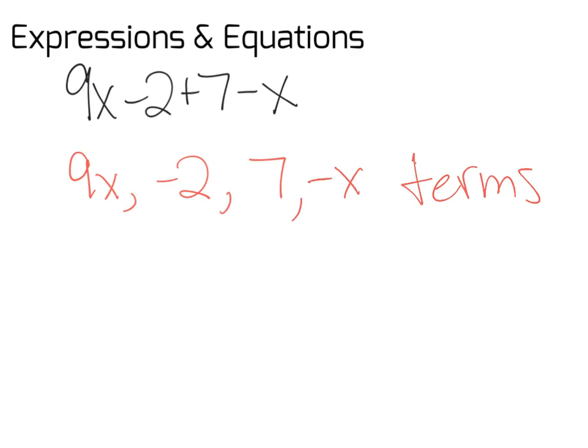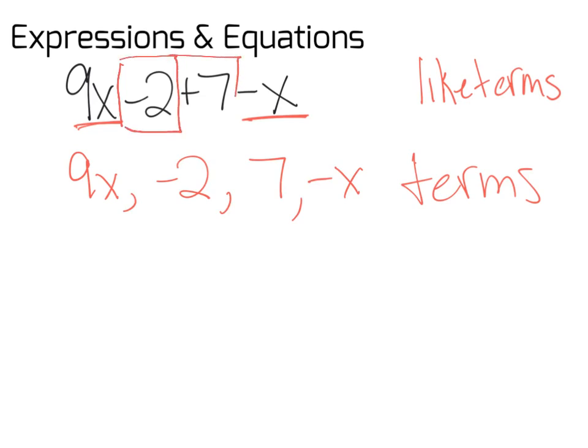Okay, like terms are those that look similar, that have the same variable raised to the same exponent. So if I'm looking for like terms, I have 9x and -x are like terms. They have the same variable raised to the same exponent, which would be 1. But remember, that's invisible math. I don't need to put a 1 there. And I also have a -2 and a +7.